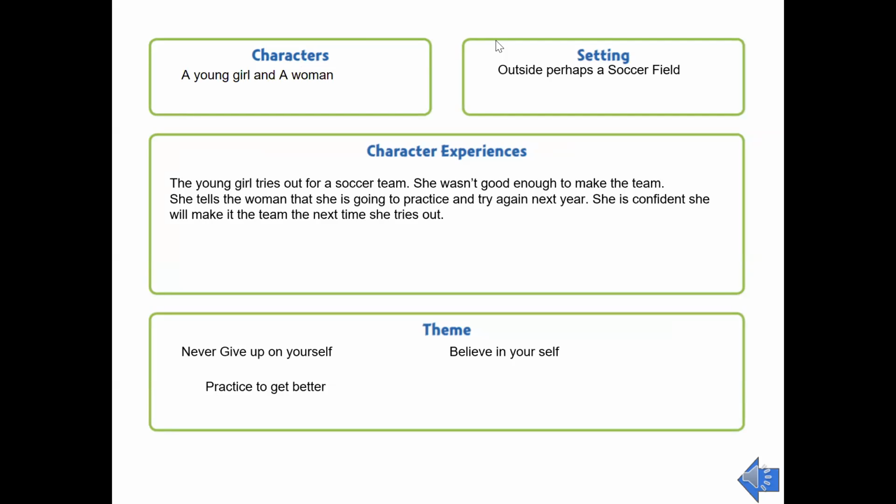And what was the character's experience? Well, there was a young girl. She tries out for the soccer team. She wasn't quite good enough to make the team, or they just didn't choose her. She tells the woman that she is going to practice and try again next year. She is confident she will make the team the next time she tries out.